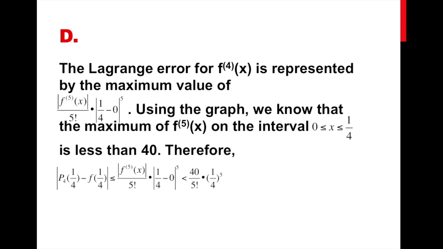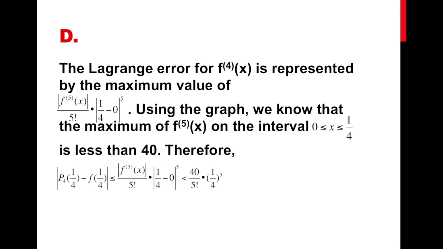The Lagrange error for the fourth derivative of x is represented by the maximum value of the fifth derivative of x over 5 factorial times 1 over 4 minus 0 to the 5 on the interval 0 is less than x, which is less than 1 over 4. Using the graph, we know that the maximum value of the fifth derivative of x on the interval x is larger than 0 and less than 1/4 is less than 40.